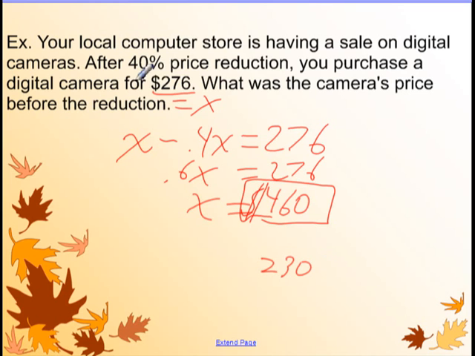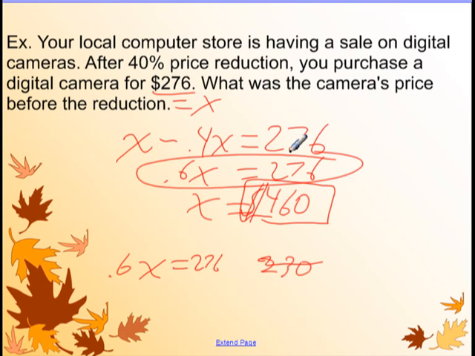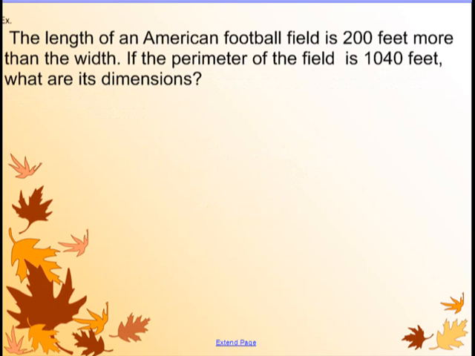Another way to do percent reduction is, instead of saying reducing by 40%, think about how much of it is being kept. So if you have something that costs X dollars, if you take away 40% of the price, you're going to be left with 60% of the price, because of course the whole price is 100%. So you could just say 60% of the price should be $276, which is of course what you have right here. Two different ways of thinking about it. Either way is okay. Okay, let's look at another example.